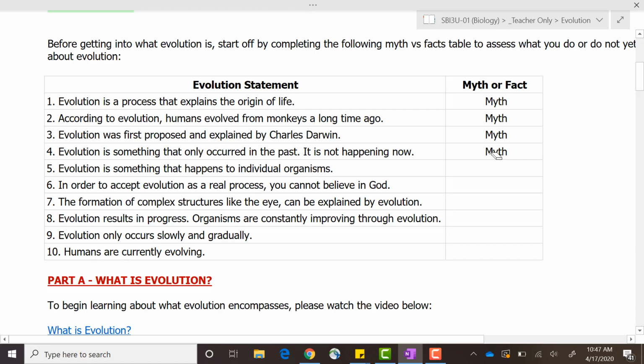Statement 5, evolution is something that happens to individual organisms. When you read this, you'll probably think, yeah, that's true. Because let's take an example and say Carl has a baby, Carl Jr., and Carl Jr. has 6 toes and 6 fingers. So you would say, oh, Carl Jr. has evolved to have an extra digit on his hands and feet. But that is something we address as a mutation, not evolution. Evolution has to occur within a population, and it has to be passed on over time.